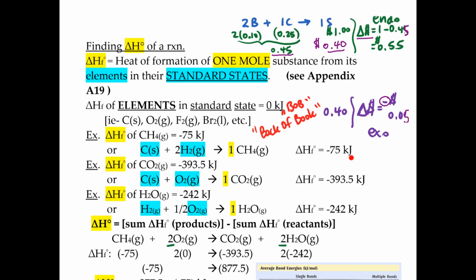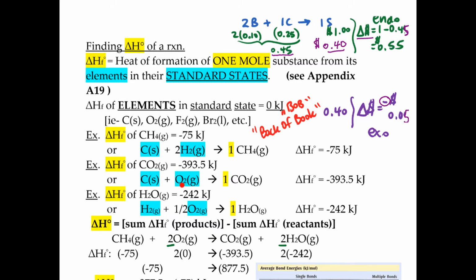And you would need 1 carbon, and you would need 2 hydrogen gases. Again, all the blue highlights are elements in their standard states. If you want to make 1 mole of carbon dioxide gas, you look up the number, it's negative 393.5 kilojoules, that's the heat of formation. Again, that came from 1 mole of carbon solid and 1 mole of oxygen gas.